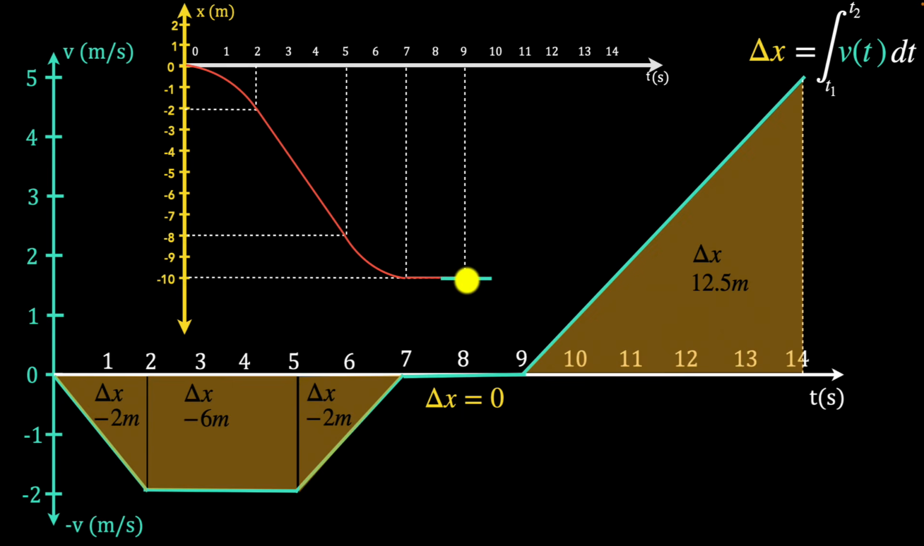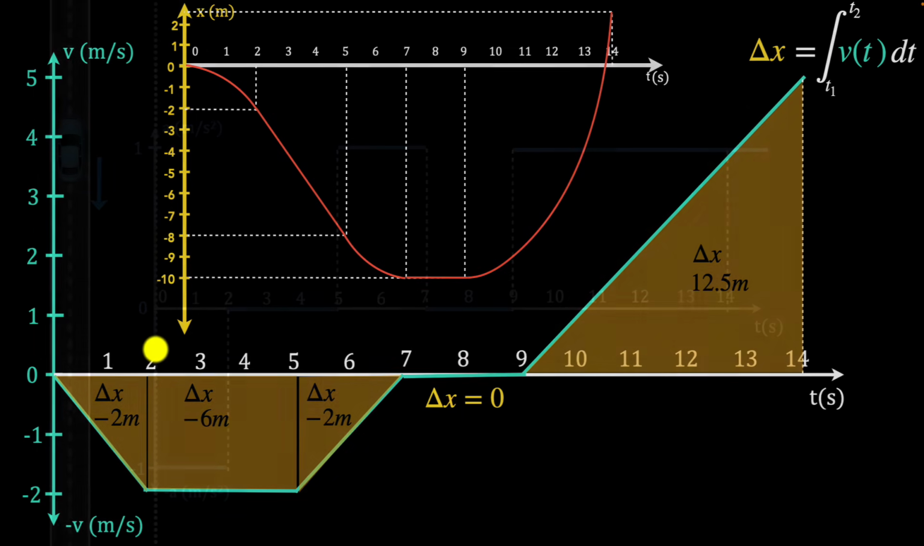That means now the position increases by 12.5. It was already at minus 10. If you add 12.5, it would go to 2.5. So by the end of 14 seconds, our graph should end up over here. And how should that graph look like? Well, the velocity is increasing. So the slope should go from 0 to some positive value. So our curve looks like this, and you can confirm the slope increases.